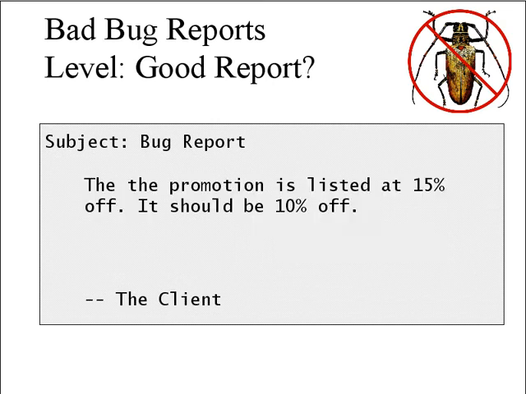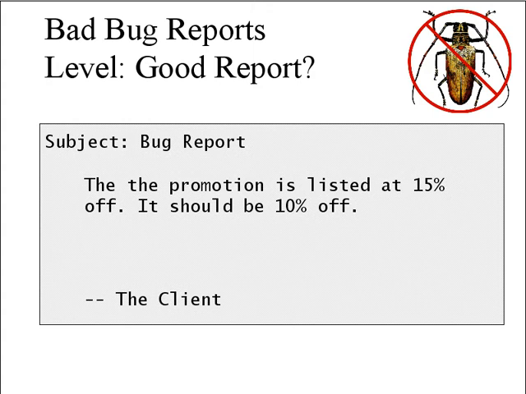This one looks a little bit better. "The promotion is listed at 15% off, but it should be 10% off." The problem here is they haven't specified what page or pages this error is showing on. Now, sometimes this is a real easy fix. You go into one spot and it can be changed. However, a lot of times the developer needs to go to multiple pages and update the information there. The problem is that we haven't been told what page the promotion is incorrect on.